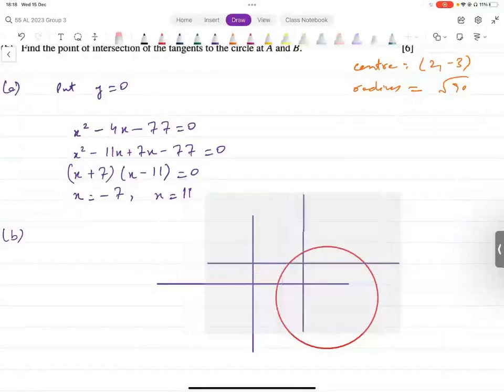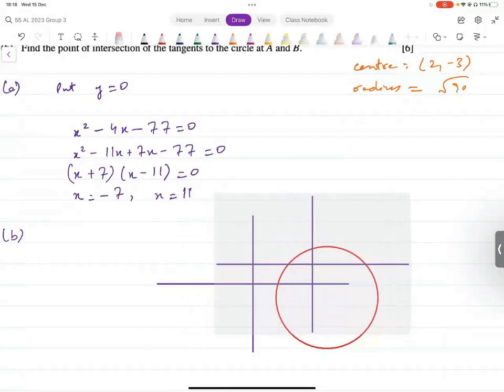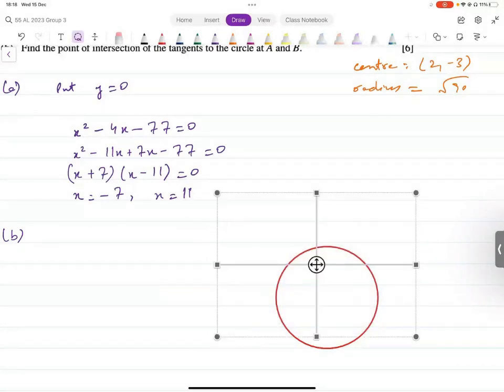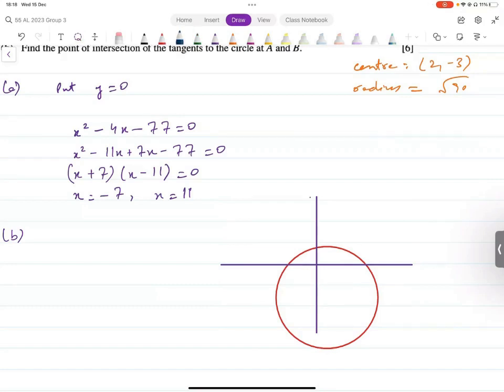वो x-intercepts भी आ रहे हैं उसके, in fact. They are at minus 7 and 11. So let's say it looks something like this. आपने roughly draw कर लिया. Doesn't really matter. आपने सिर्फ समझने के लिए किया है. So you've got the center here somewhere. Center's coordinates are (2, -3). You've got the x-intercepts. One is at minus 7 and the other is at 11.